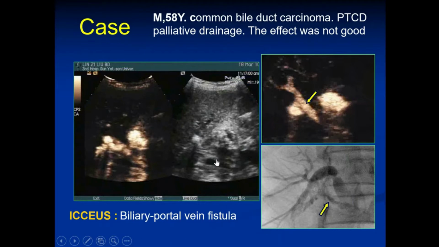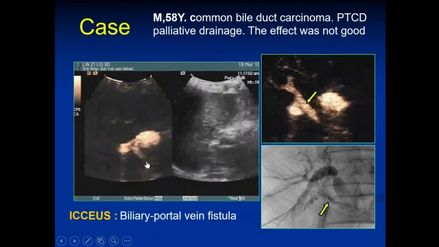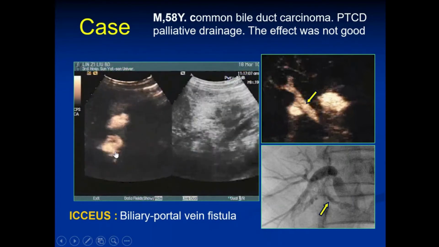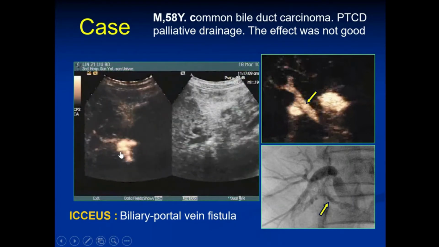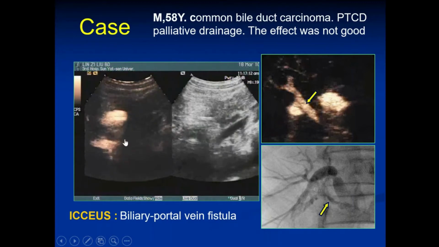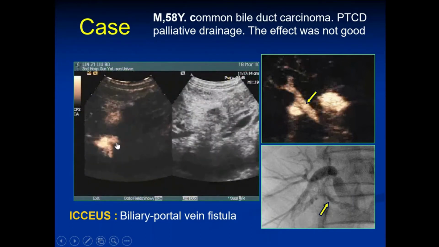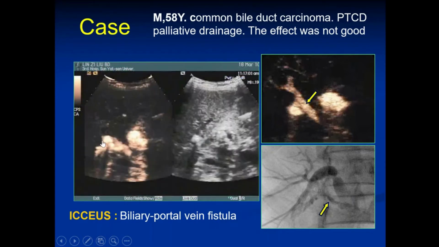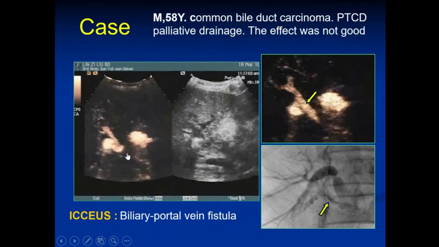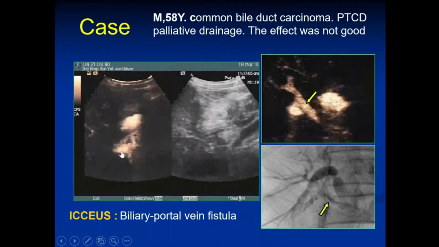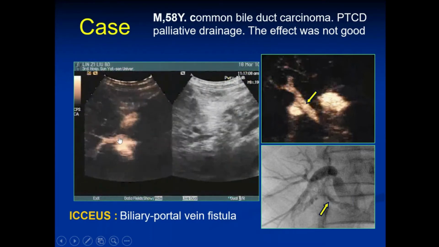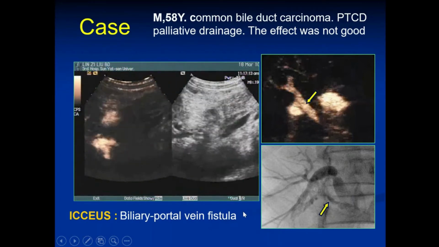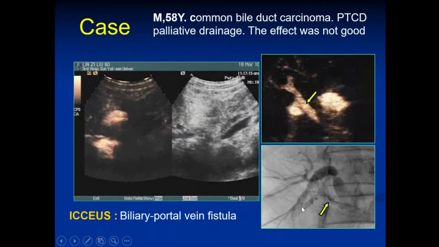Let's see the dynamic imaging. Here is the portal vein, and here is the hepatic bile duct. And we can see there is a very small fistula orifice here. We can see the contrast media flow from the bile duct into the portal vein. And this fistula was also confirmed by X-ray.